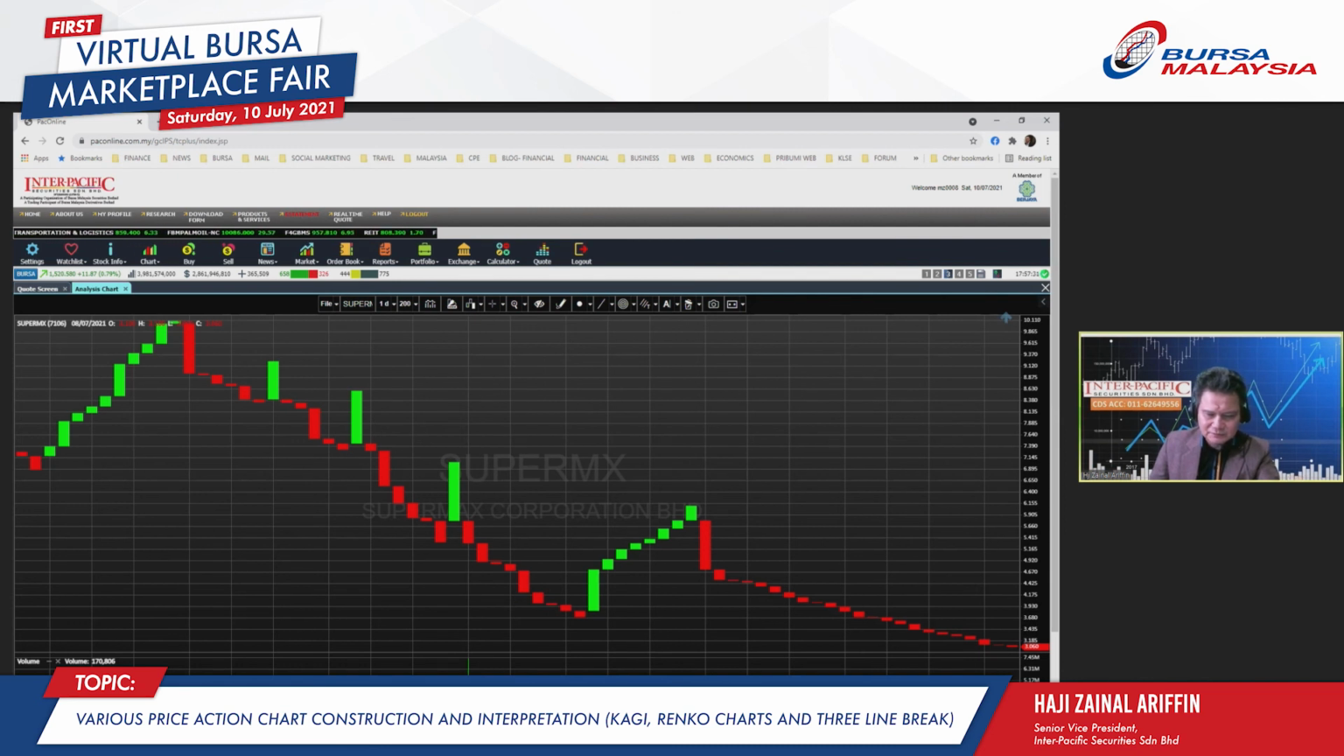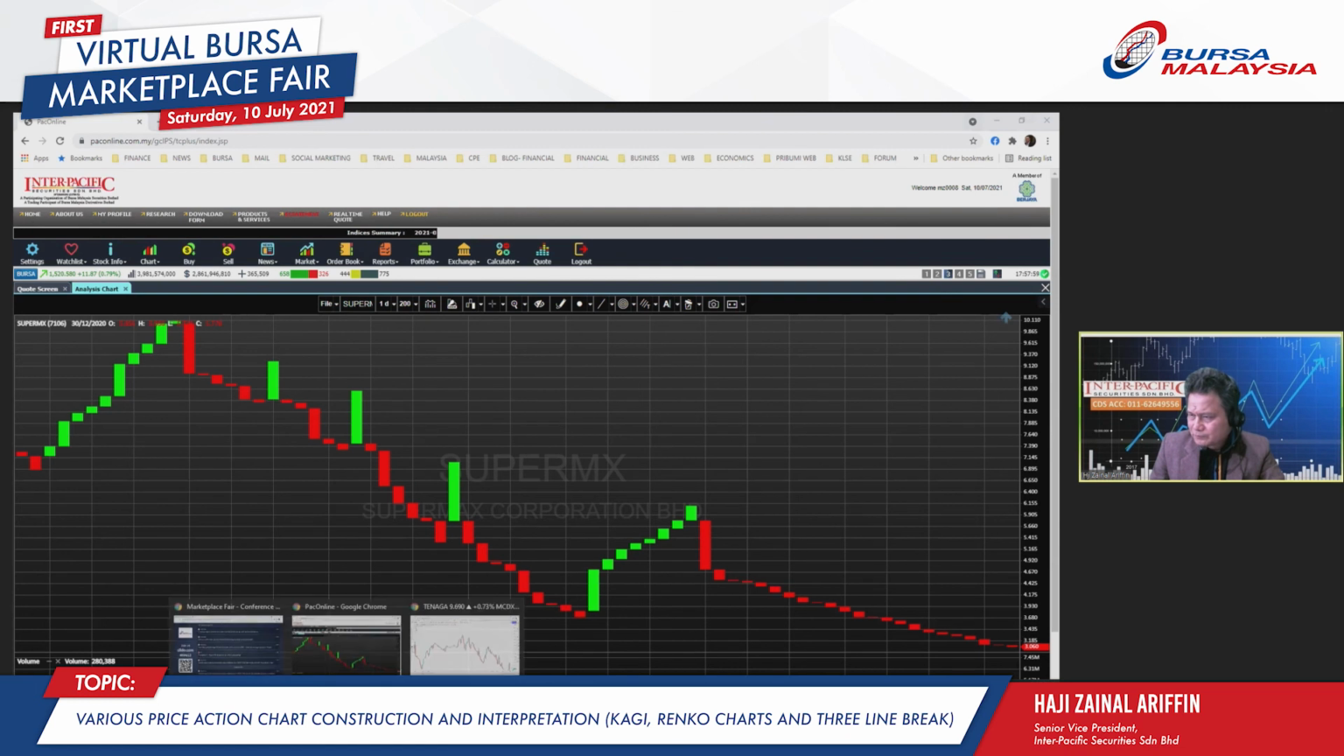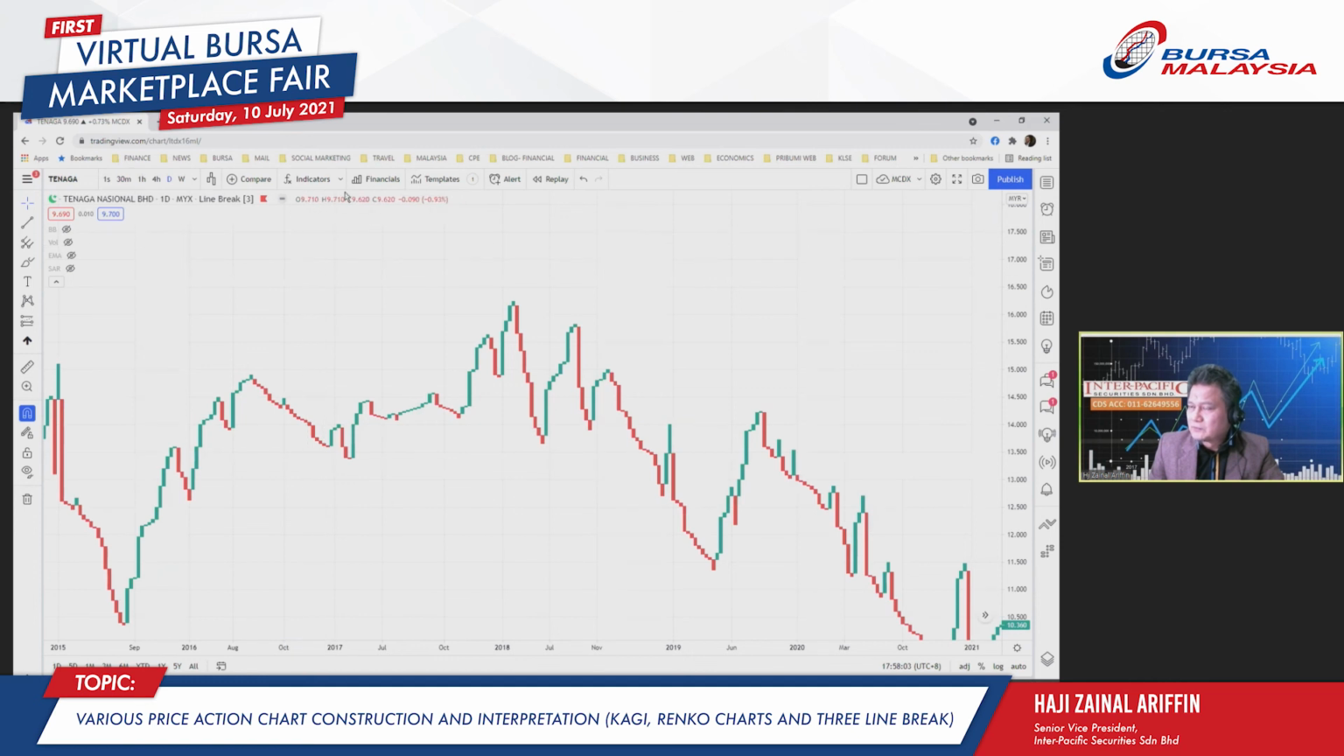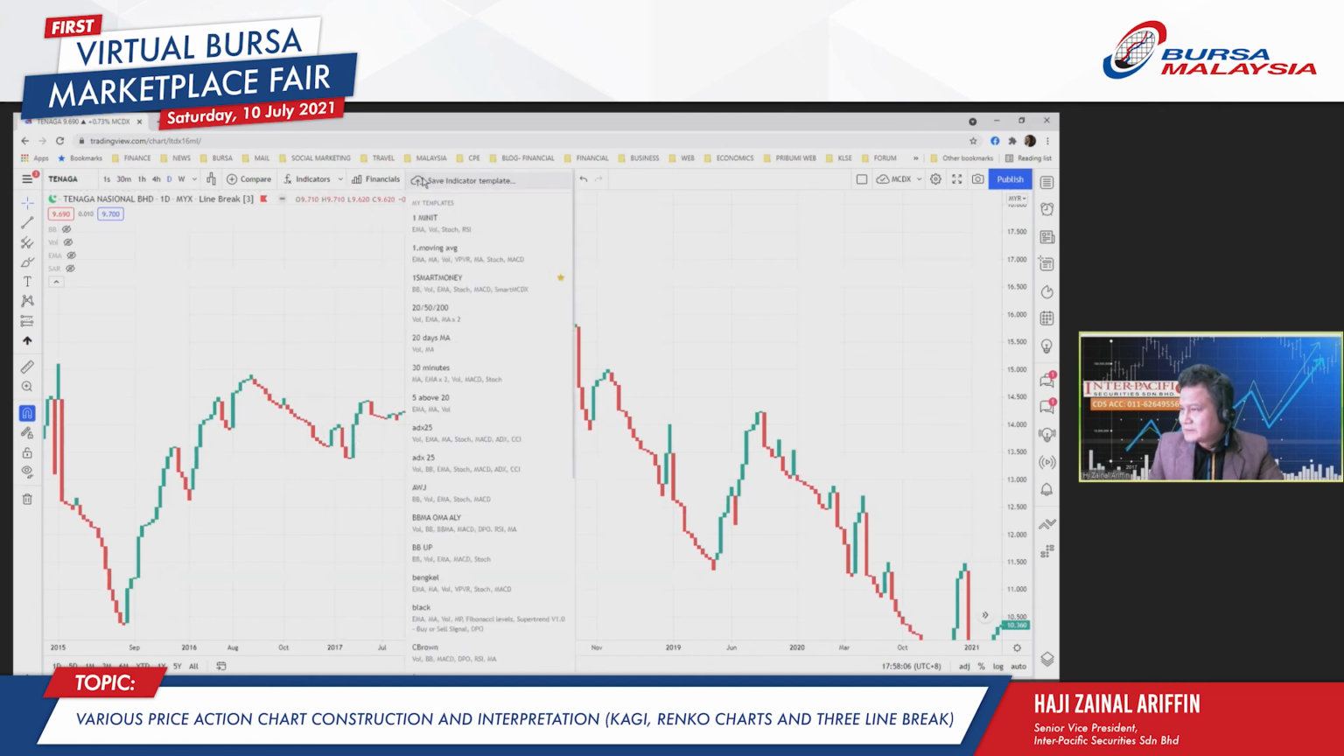What is the recommended other indicator, such as MACD, that works well with KAGI and Renko? Yes, we can use all of these also, but sometimes it's not very effective. Usually, what I add on to all of this is the volume. Let me show you. Okay, volume. This volume, that is my indicator, my template.